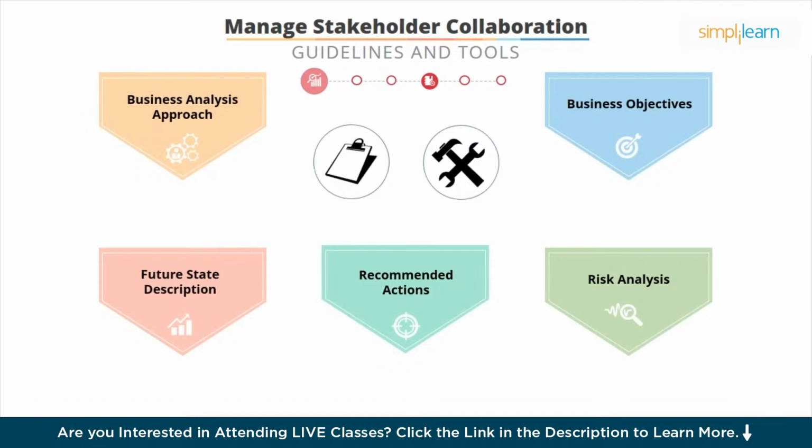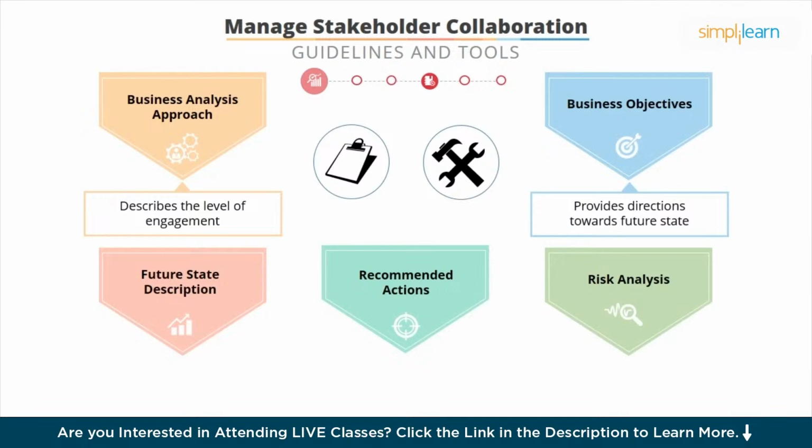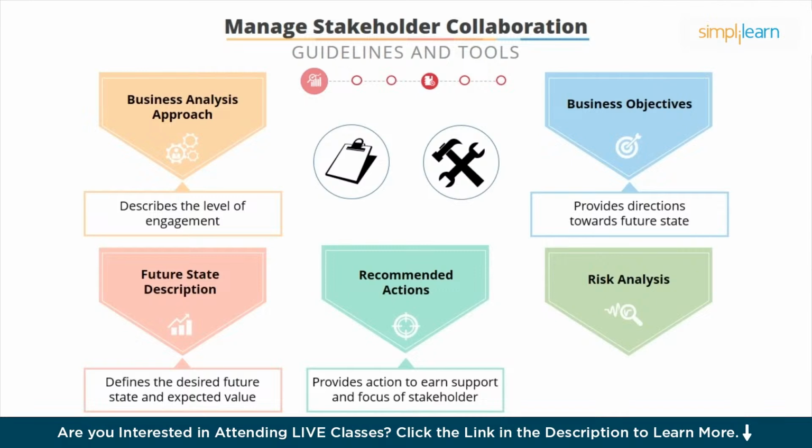The business analysis approach describes the level of engagement required from each stakeholder. The business objectives provide the direction to achieve the future state. The future state description defines the desired future state and expected value. The recommended actions provide action to be taken in order to earn support and focus of the stakeholder. The risk analysis results provide action to be taken in order to ensure stakeholder collaboration during business analysis work.